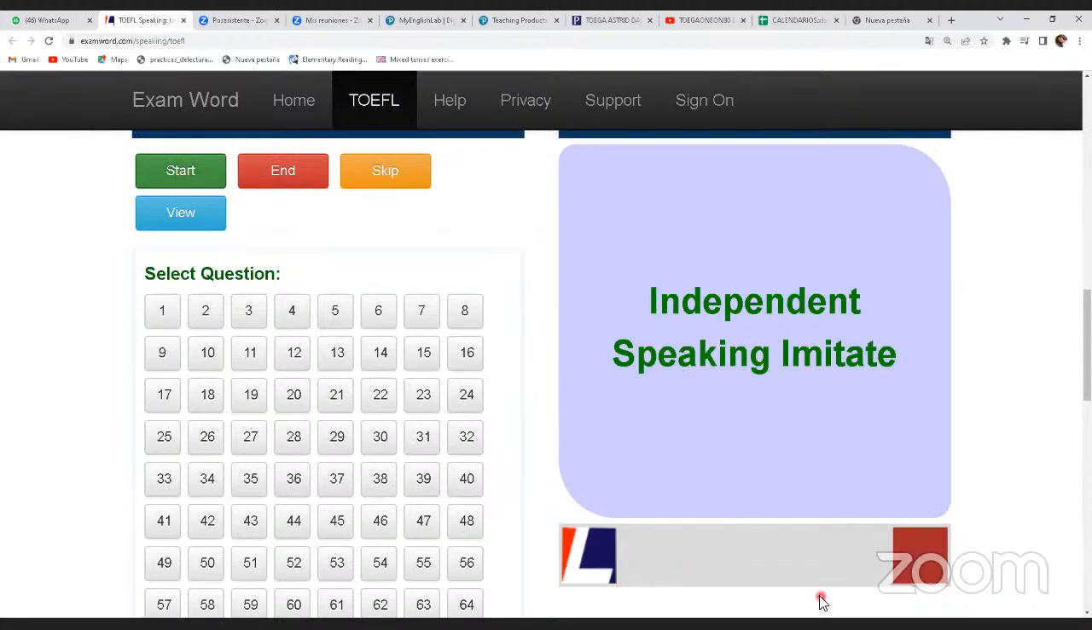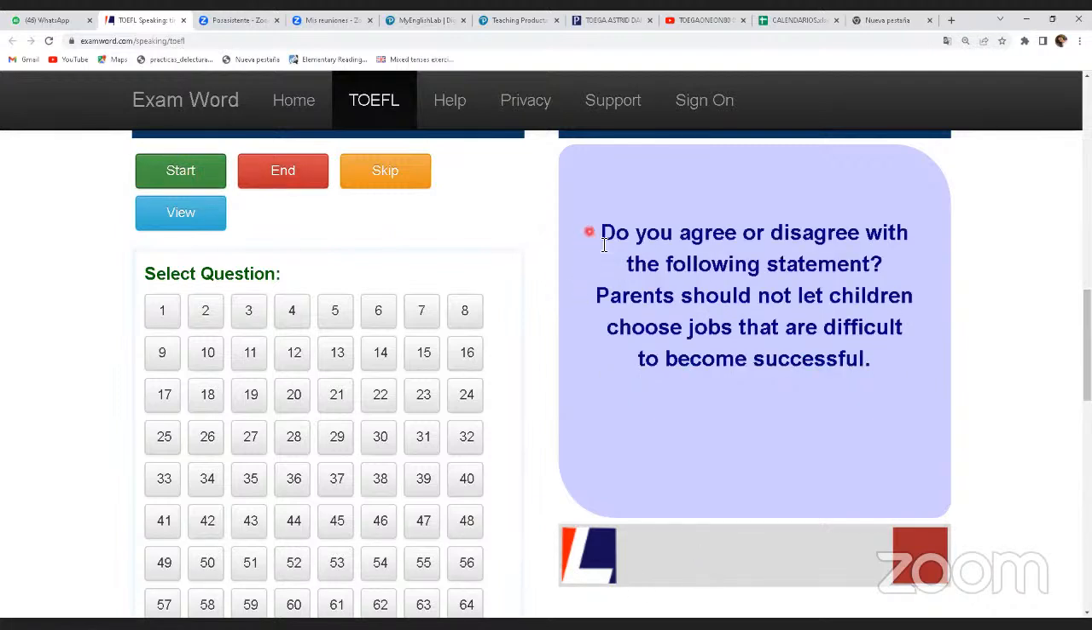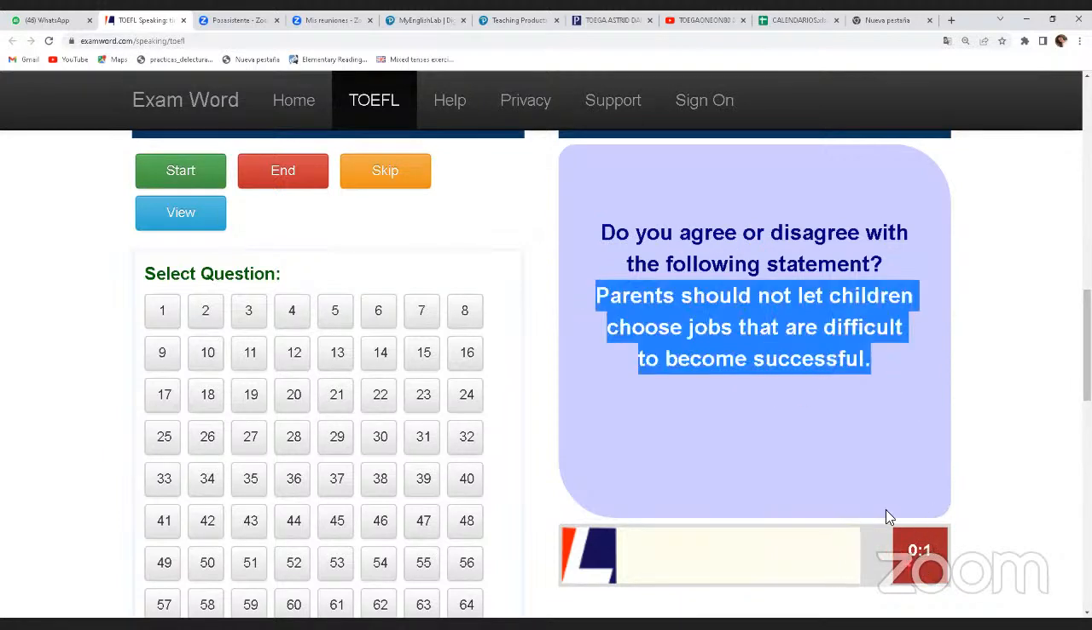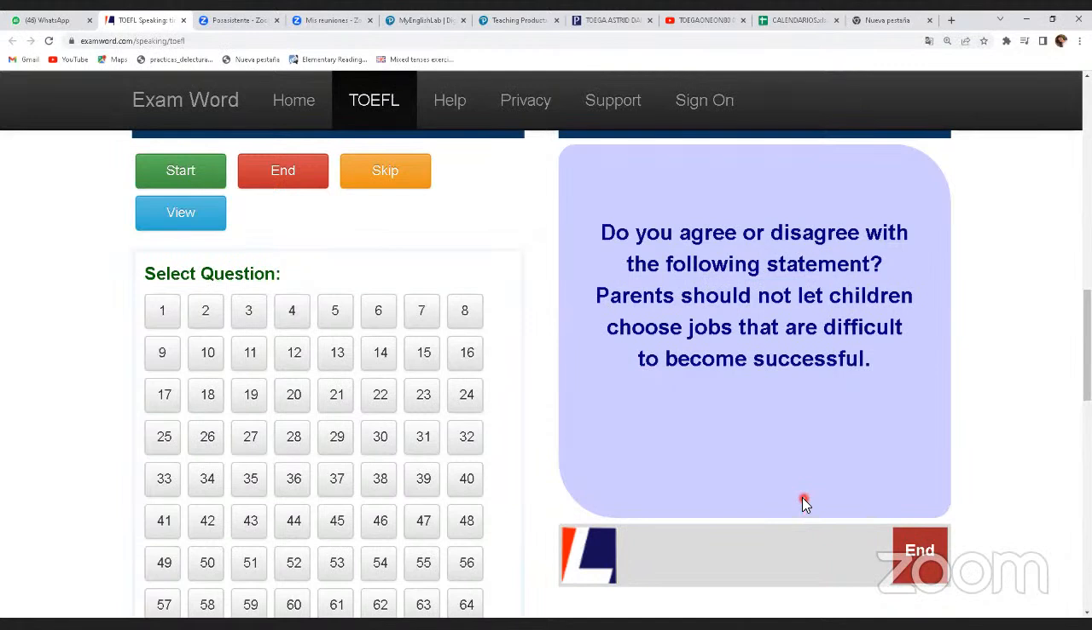For the independent speaking question, you have 15 seconds to prepare and 45 seconds to answer. As you can see, your 15 seconds preparation time begins now. All right, you're gonna have 15 seconds to prepare the response, okay? So then you're gonna think, do you agree? Oh no, I guess I agree. Yes, I agree. Okay, so now you're gonna have 45 seconds. Your preparation time is up. You will have 45 seconds to speak.